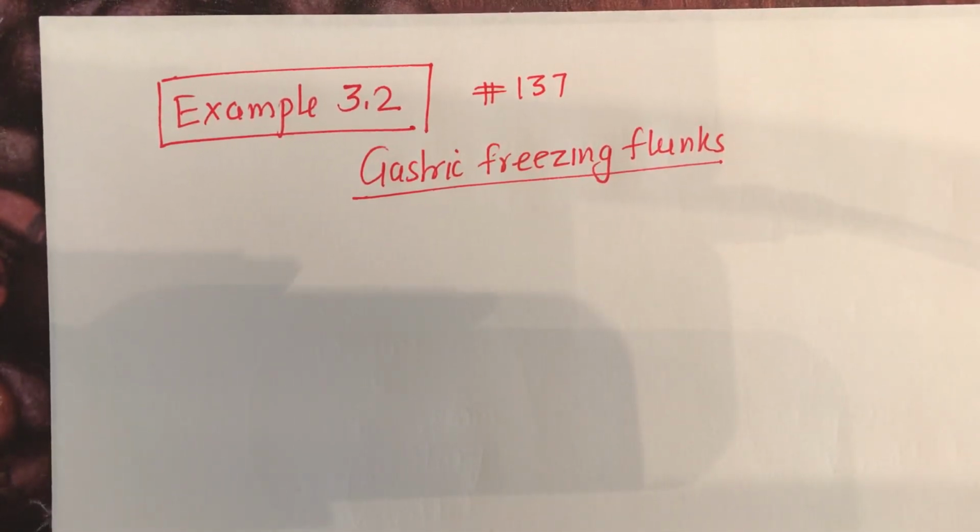This is the next part. It's example 3.2 on page number 137. It's about gastric freezing. So what is it? Usually what they used to do for ulcers. Ulcers seem to accompany modern life.